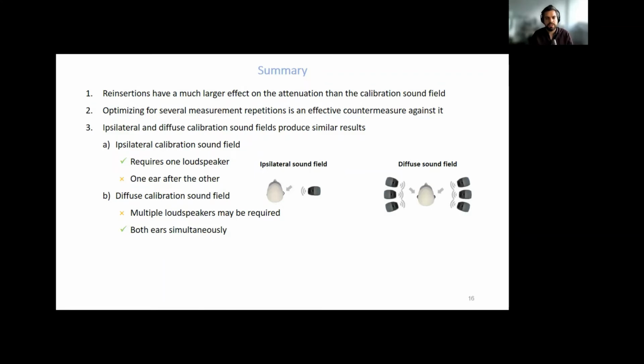So the scientist or engineer can choose between both, considering that, on the one hand, the ipsilateral calibration sound field requires only one loudspeaker for its generation, but potentially a longer measurement routine as only one ear can be calibrated at a time. And on the other hand, the diffuse calibration sound field may require more loudspeakers for its generation, but both ears can be calibrated simultaneously.